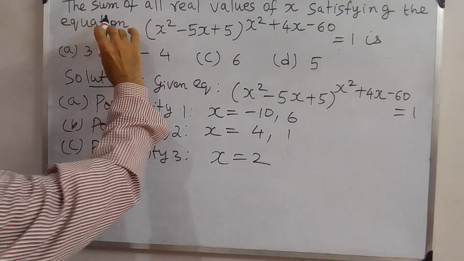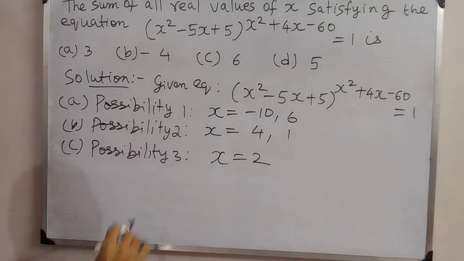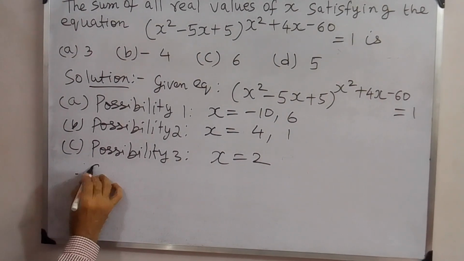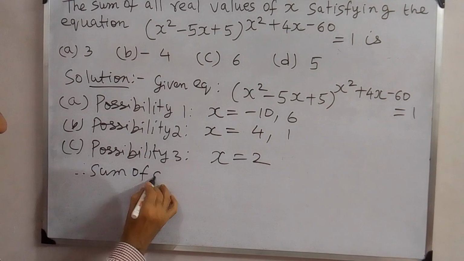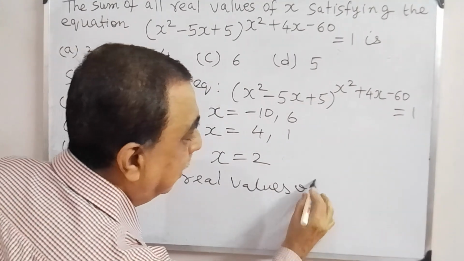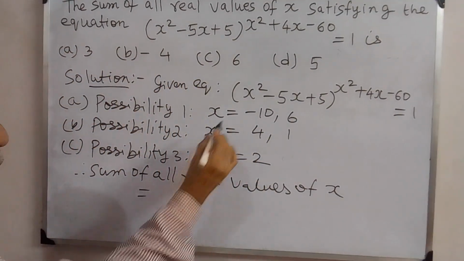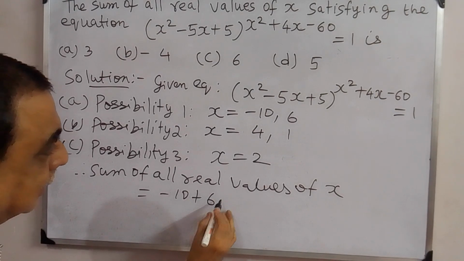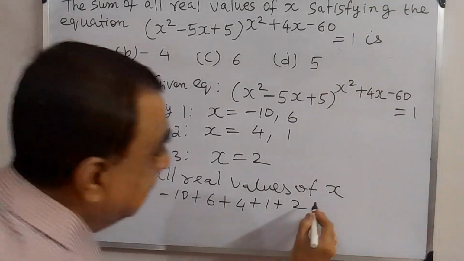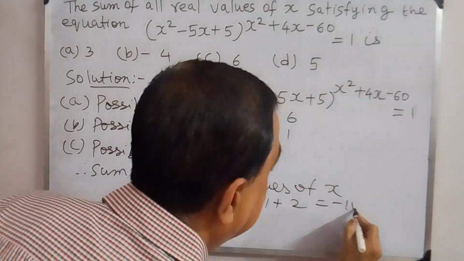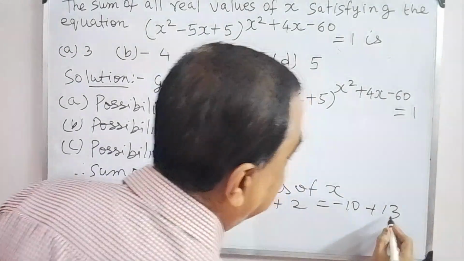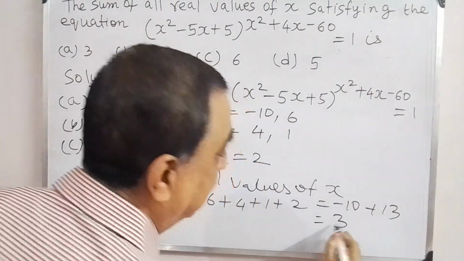Now it is told to us that we have to find the sum of all the real values of x. So you have to add all these values of x which you are getting. Therefore, the sum of all real values of x is minus 10 plus 6 plus 4 plus 1 plus 2. So what are we getting here? Minus 10, and 6 plus 4 is 10, plus 1 is 11, plus 2 is 13. Minus 10 plus 13 is plus 3.